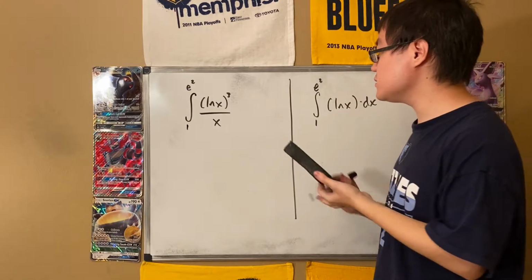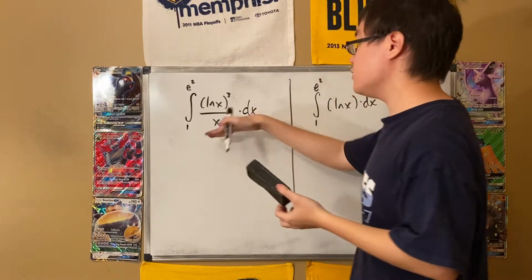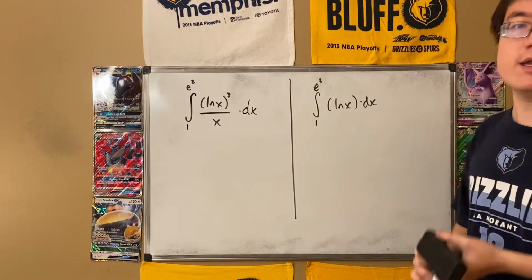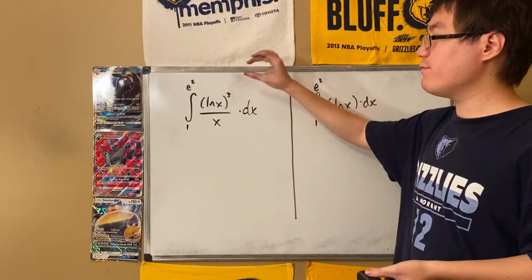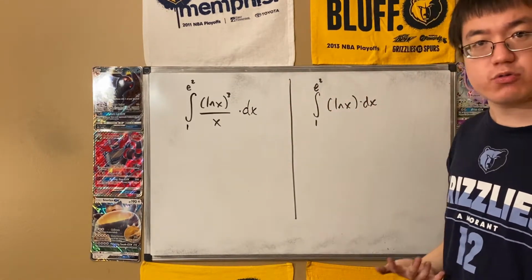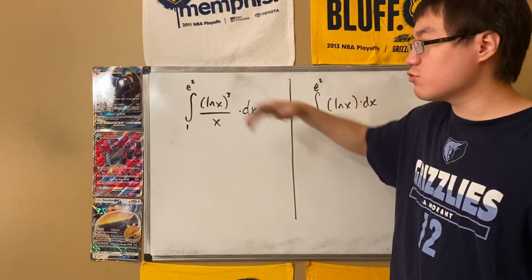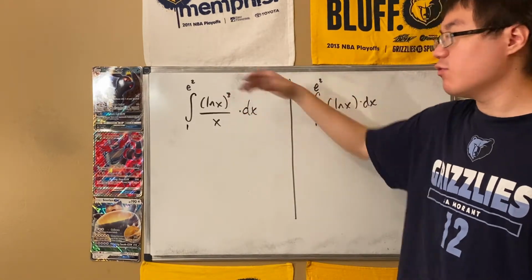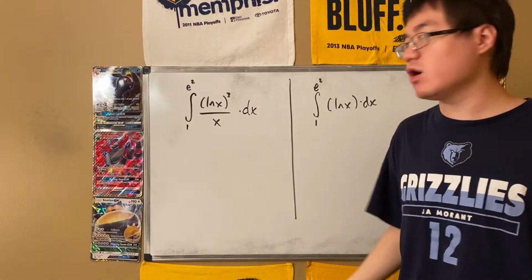So hopefully you recognize, even though this doesn't have a dx, that this is the u sub and this is not the u sub. And how do I know that? Well, I have ln of x. That's the most likely case for a u choice. And notice that the derivative of ln of x is in this question. What's the derivative of ln of x? Well, that's 1 over x.